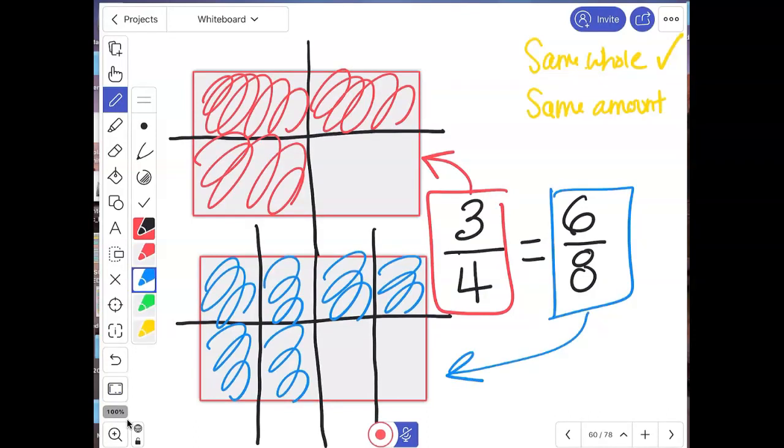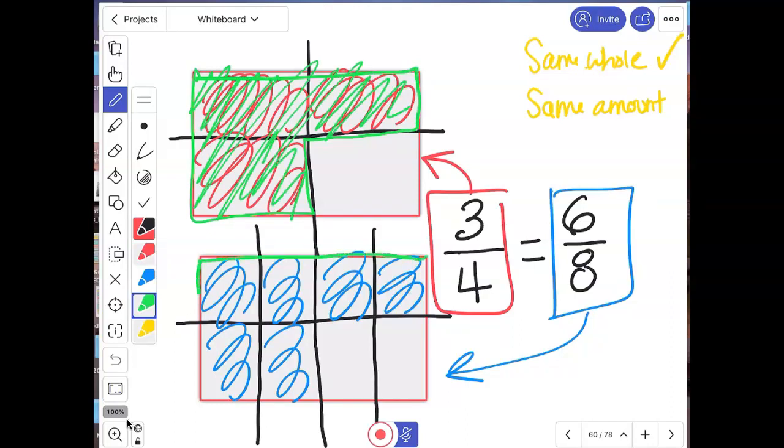But I can see that this portion that I've got right here is exactly the same as this portion. So that makes them equivalent. It's the same whole. It's partitioned differently, but the same amount of the whole rectangle is shaded. So those are equivalent.